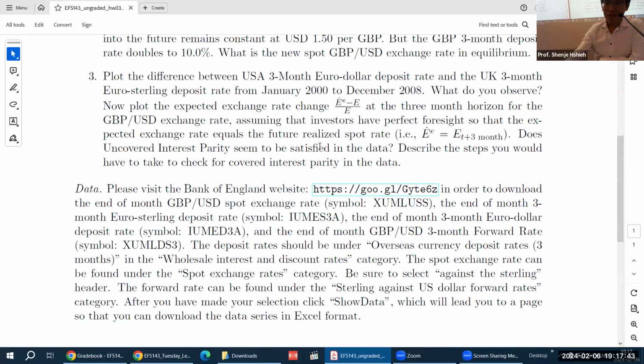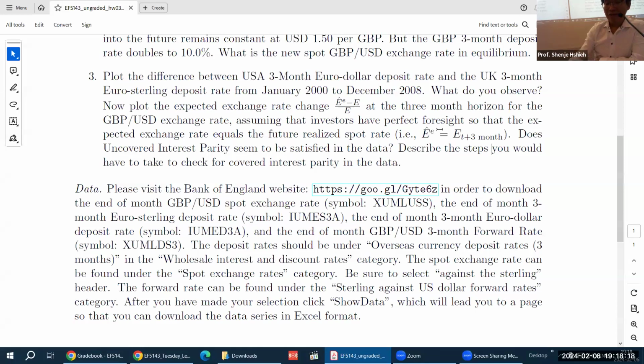Just to give you a heads up, some people are confused about this statement here. It says the expected future spot rate. You can assume that the expected future spot rate is simply the realized spot rate 3 months ahead. What this is saying is I'm assuming that investors have perfect foresight, as if they can see the future. I'm just simply using the spot rate that comes about 3 months ahead.